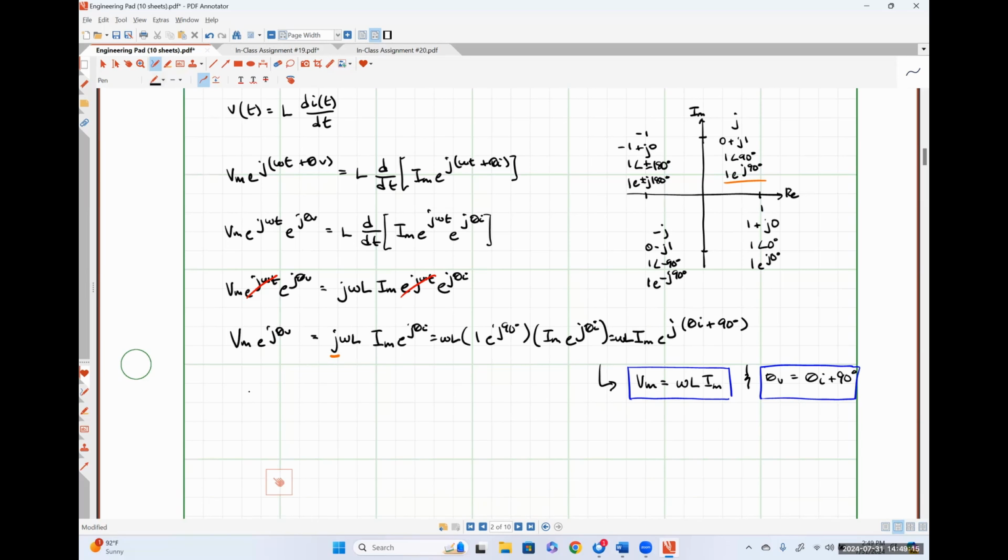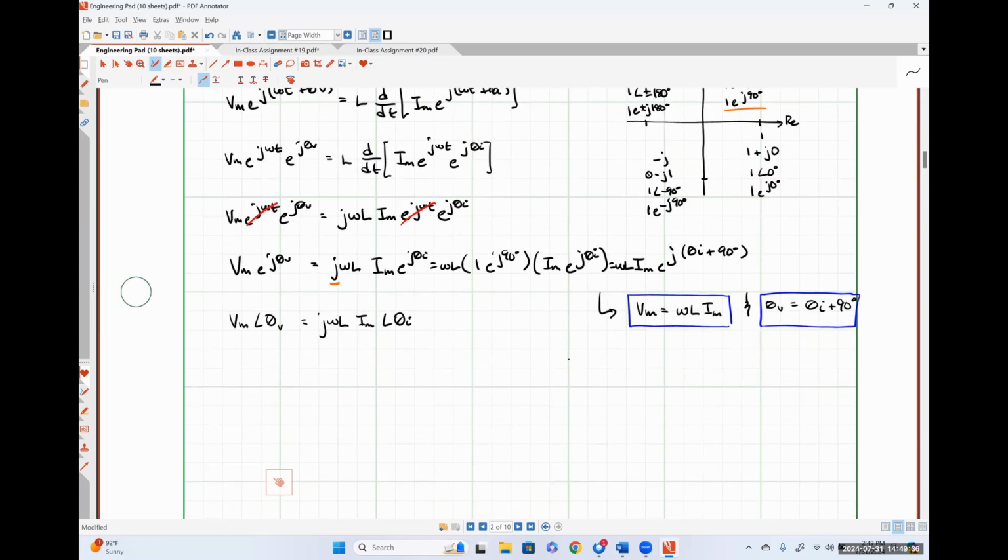So this guy right here, Vm e to the j theta v, could be written as a polar form complex number as Vm angle theta v. And then we would have j omega L times Im angle theta I, recognizing that Vm angle theta v is nothing more than our phasor voltage V, and Im angle theta I is nothing more than our phasor current I. We have this relationship.